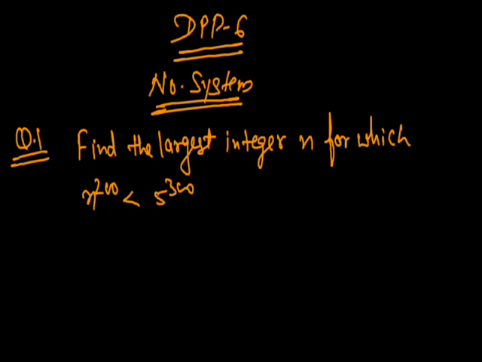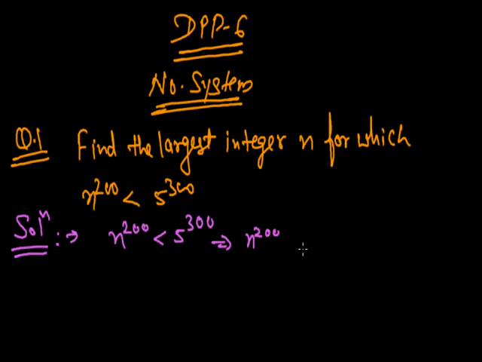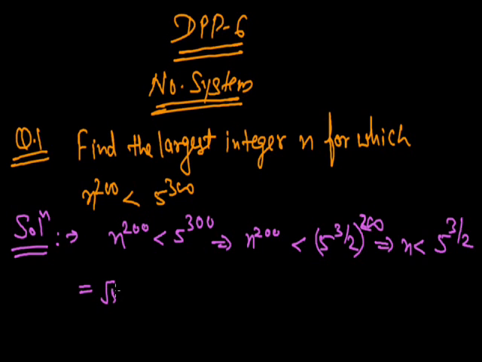To solve the given question, as it is given that n raised to power 200 is less than 5 raised to power 300, we may say that n raised to power 200 is less than 5 raised to power 3 by 2 raised to power 200. Now on both sides we have exponent 200. From here we get n is less than 5 raised to power 3 by 2, or root of 5 cubed, or 5 root 5.